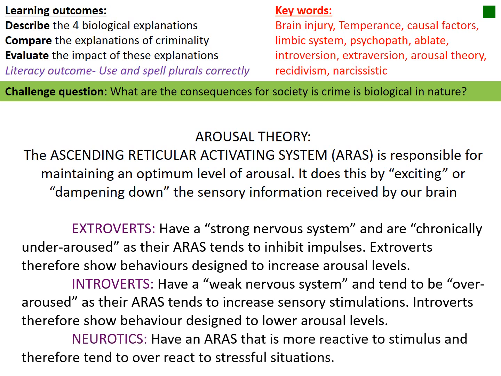Neurotics seem to have an ARAS that's particularly reactive to these stimulations and therefore to the sensory information that's being received by the brain. And that might lead to them being overreactive in certain situations. So, for example, a neurotic might overreact or be particularly dramatic in a stressful situation because they're more reactive to the sensory information that's being received.